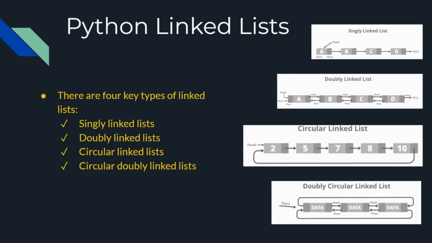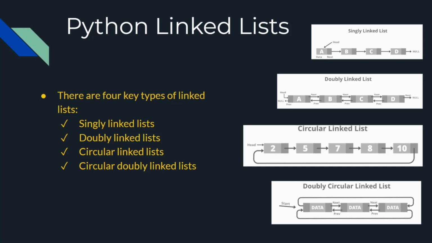There are four main types of linked lists: singly, doubly, circular, and circular doubly. Singly linked list is the most basic linked list in which traversal is unidirectional from the head node to the last node. In doubly linked list, traversal can be done in both ways, and hence it requires an extra pointer.